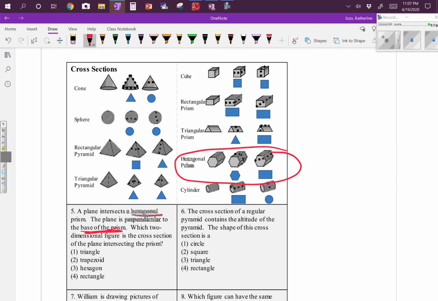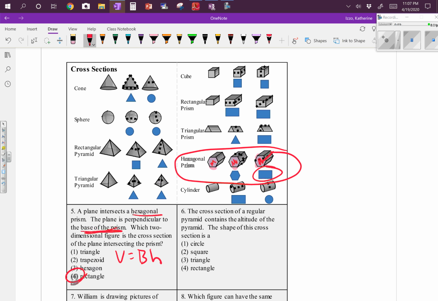Perpendicular to the base. So the base is the hexagon. A hexagonal prism has a base of a hexagon. Because when we do our volume, we're going to do V equals capital B times H. Well, capital B has to be that hexagon. So we want perpendicular to the hexagon. Perpendicular to the hexagon means this one. So we're going to get a nice rectangle out of that.